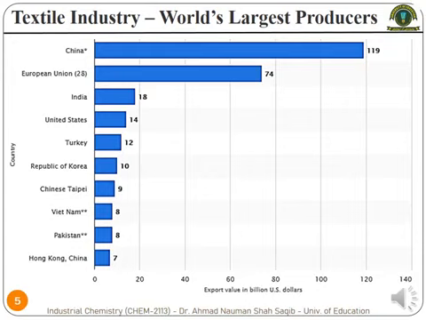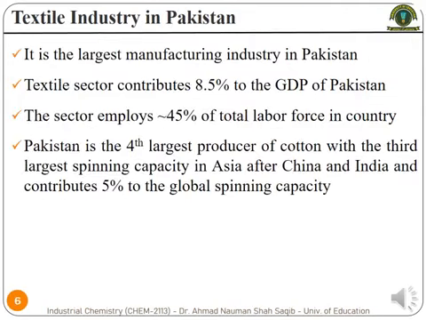And in the next slide we will discuss the textile industry of Pakistan. So now let's move towards the textile industry of Pakistan. We should know that the textile industry is the largest manufacturing industry in Pakistan. And being the largest manufacturing industry of Pakistan, it contributes about 8.5% of the GDP of Pakistan.